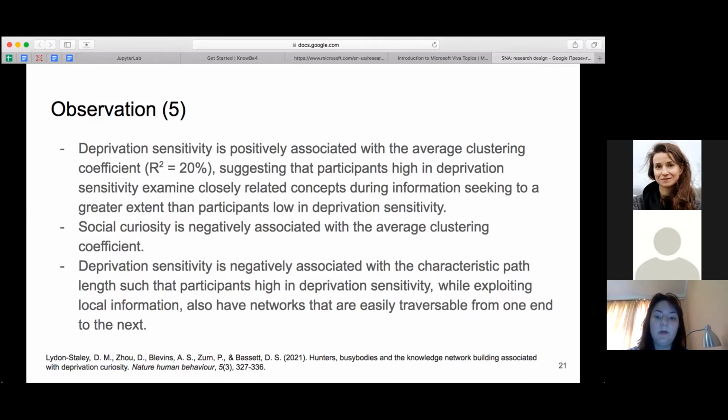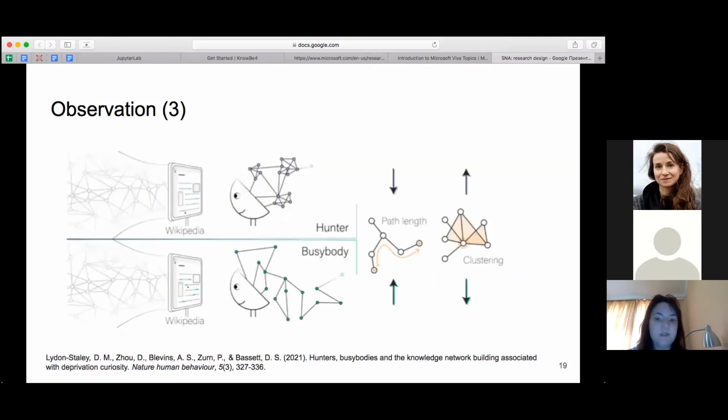And overall, they suggested this hypothesis. On the one hand, they proposed this methodology, and on the other hand, they support their network measures with the results of the survey. I think it is a very interesting study.